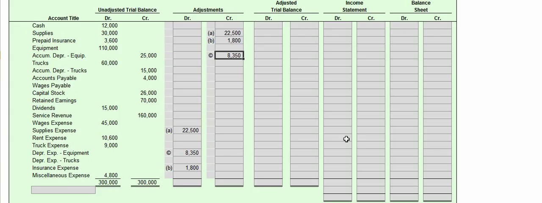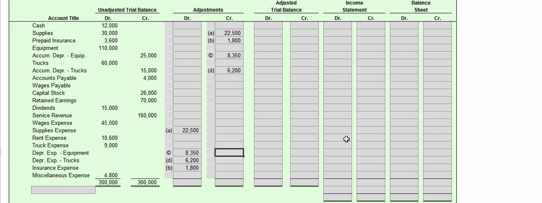Okay, now let's go to D. It's a similar entry. Depreciation of trucks during the year, $6,200. It's a debit on D for $6,200 to depreciation expense trucks, and it's a credit on D to accumulated depreciation trucks to increase its balance, $6,200 as well.